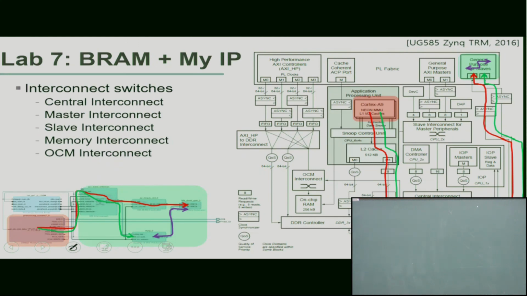It's about the same figure. The only difference is that now we have two modules attached to the slave, because one is the BRAM and the other is your own IP. So now we have two paths of communication.